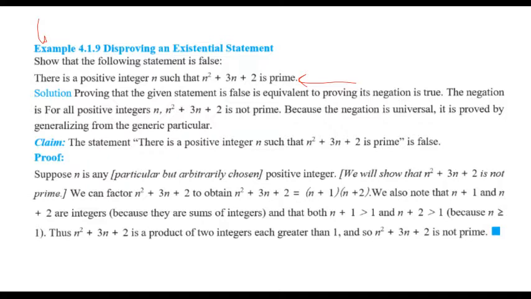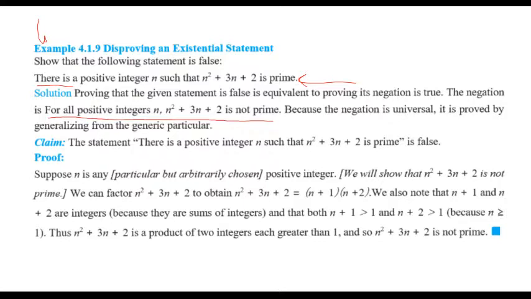So in order to solve this, we are going to first find the negation of this statement. Since this statement is an existential statement because it starts with "there is," the negation of this statement is this: for all positive integers n, n squared plus 3n plus 2 is not prime.